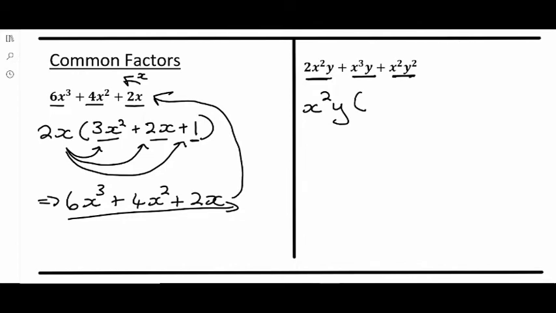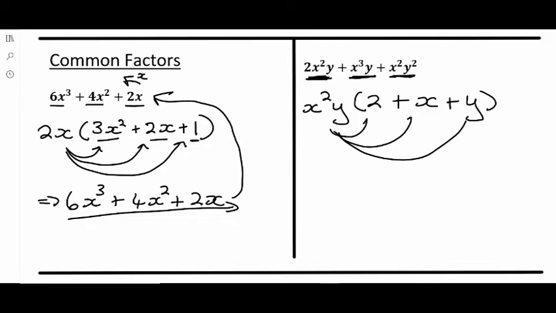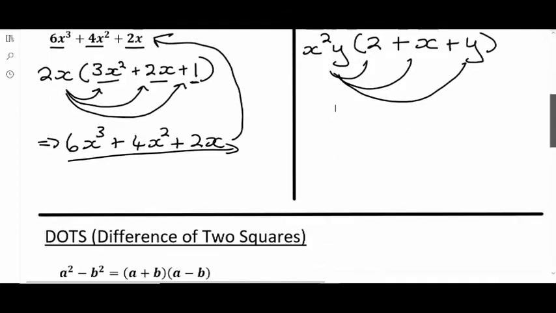If we pull out x squared y from this expression, we would just be left with a 2. If we pull out x squared y from this expression, we'd be left with just an x. And with the final expression, we'd be left with just a y. Again, we can redistribute this into the terms inside the brackets, and we should end up with the initial expression.